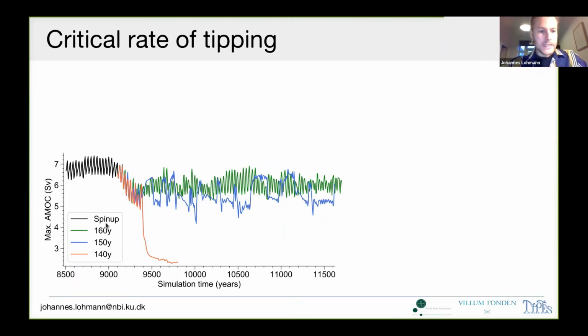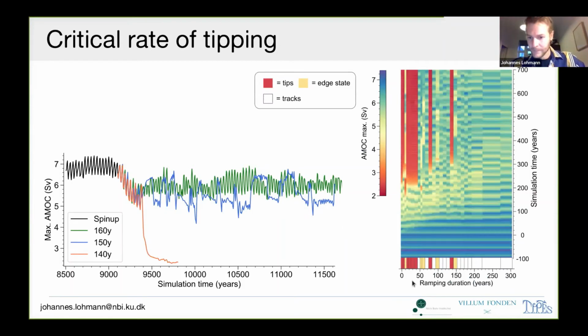So what we now did is systematically vary this rate of change over a whole range, which you can see here on the vertical axis as the different durations of the ramping. In other words, the rate. On the horizontal axis you have time, and the color-coded is again the AMOC strength. In red here, you can see trajectories where the AMOC is collapsing.